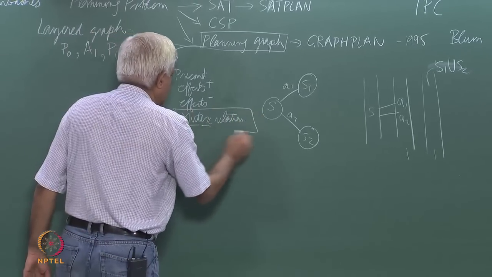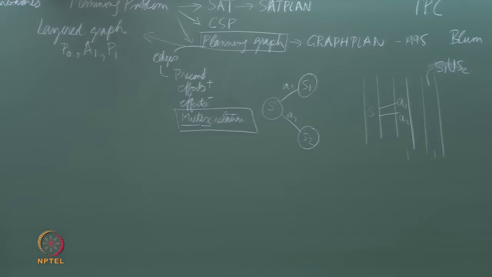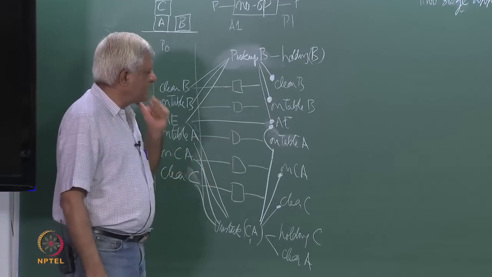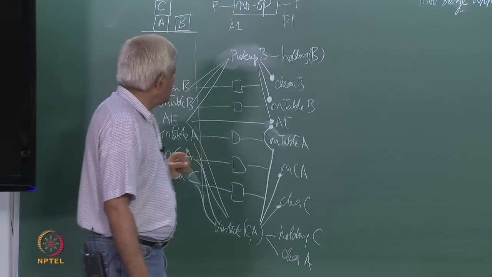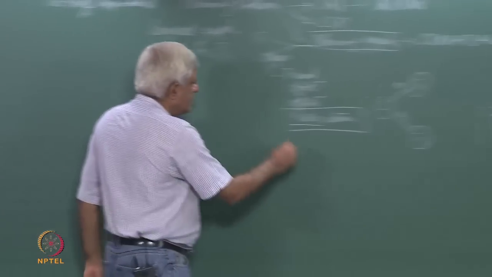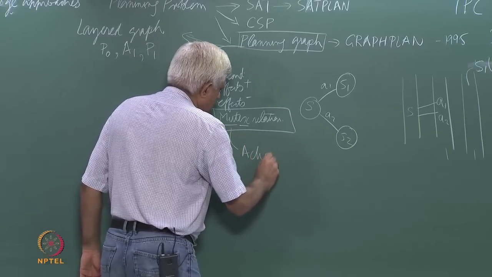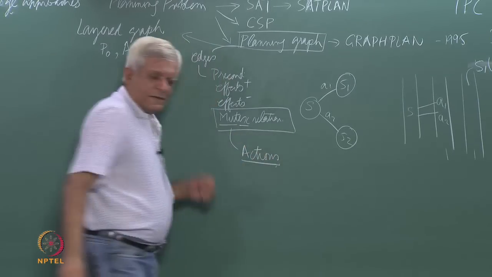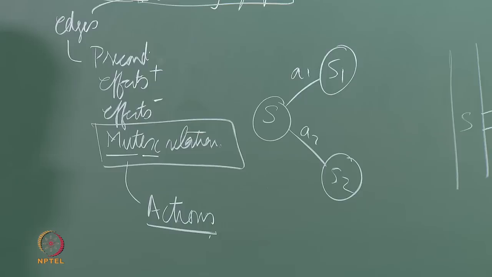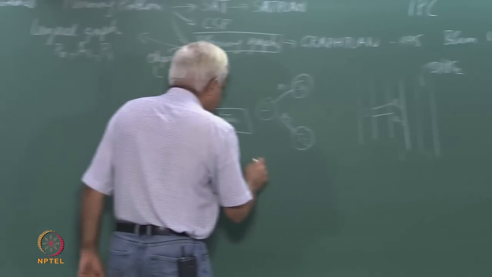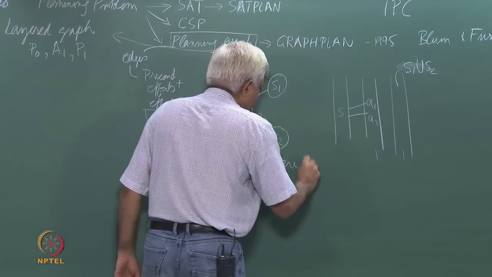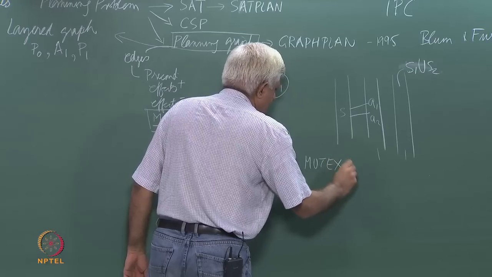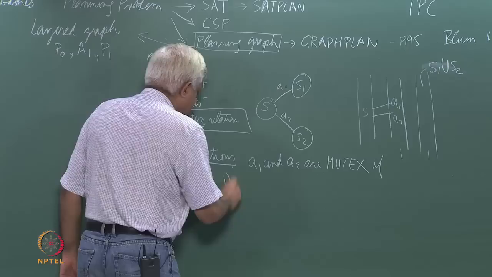So, when do we have mutex relations? That is, how do we define that two entities in a layer are mutex essentially. So, let us talk of actions first. There are 4 conditions under which actions are mutex. So, we say A1 and A2 are mutex if one of these conditions holds.